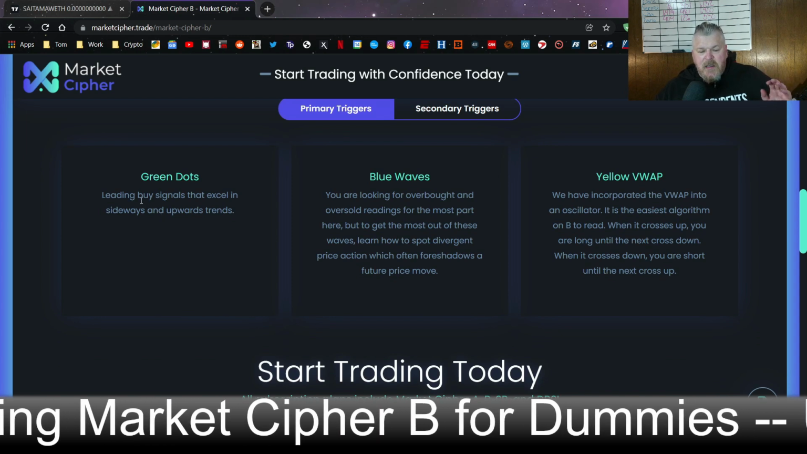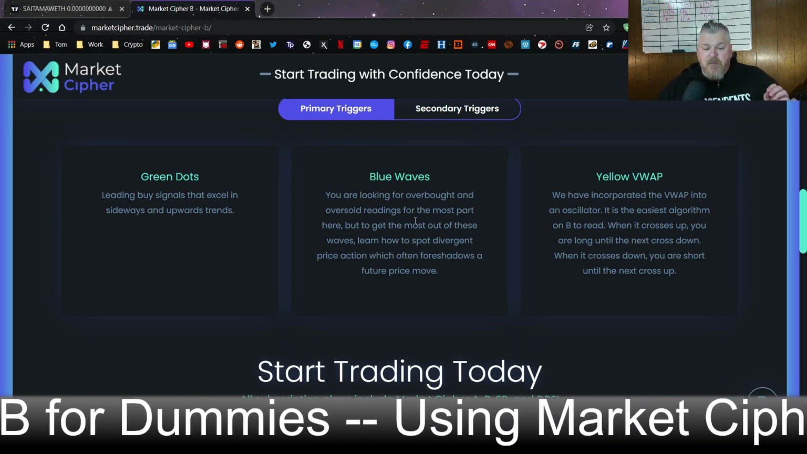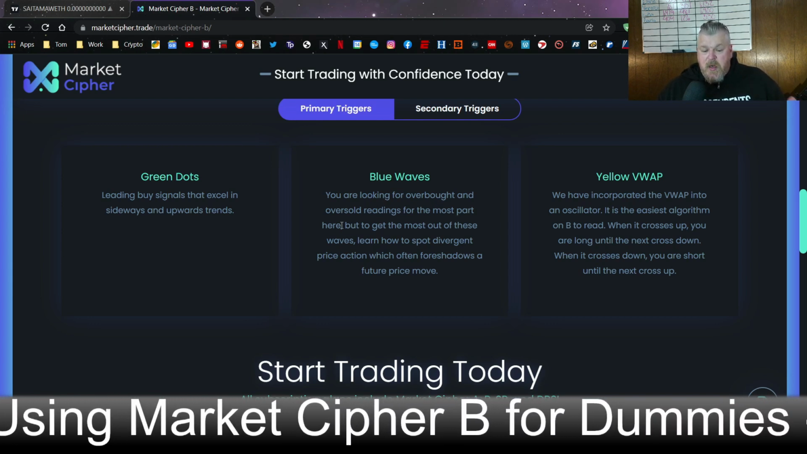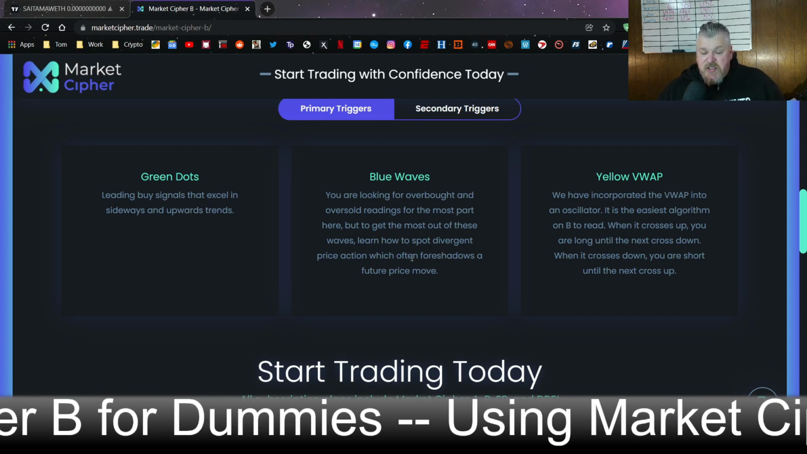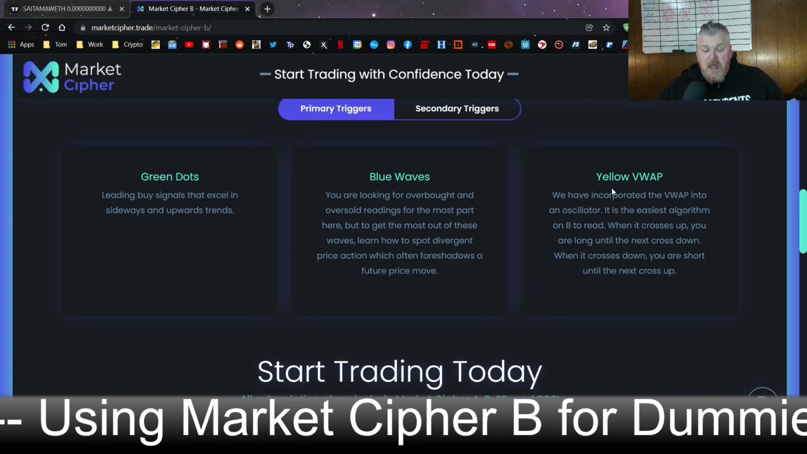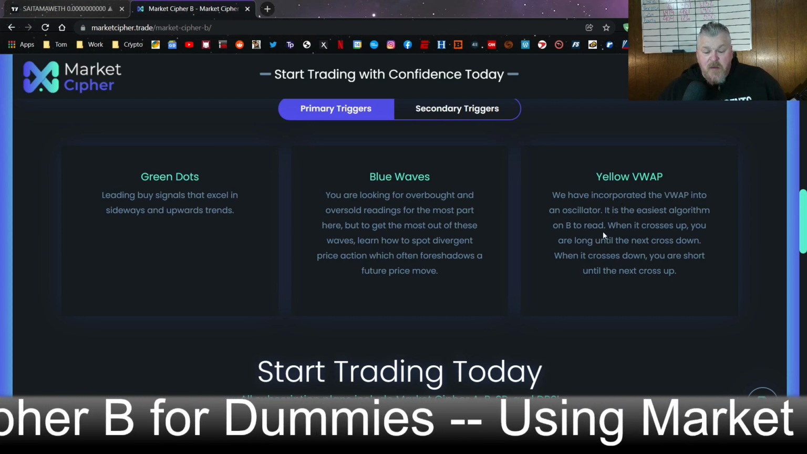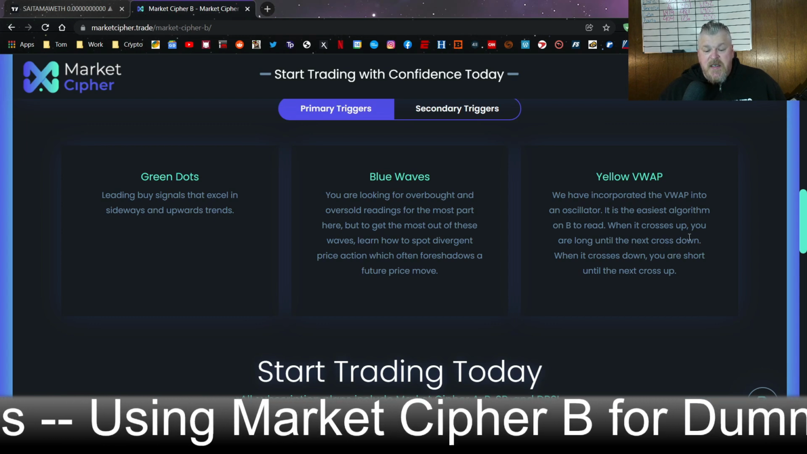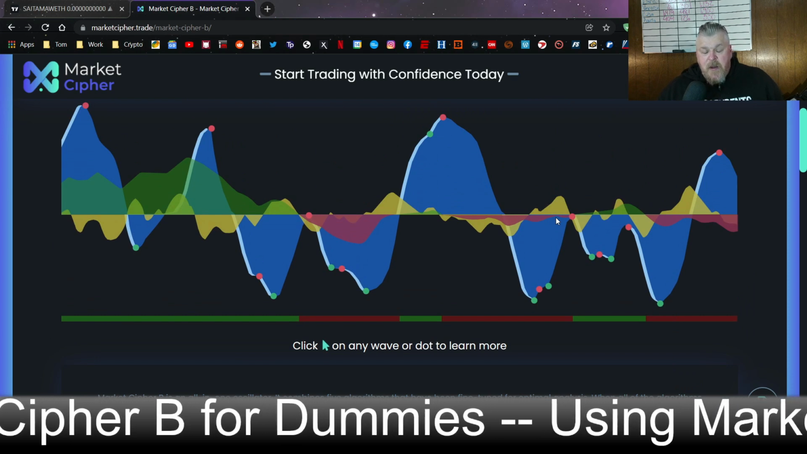Green dots lead buy signals that excel in sideways and upward trends. Blue waves, you're looking at overbought and oversold readings for the most part here. But to get the most out of these waves, learn how to spot divergent price action, which often foreshadows a future price move. Then you have the yellow VWAP. I've incorporated a VWAP into the oscillator. It's the easiest algorithm on B to read. When it crosses up, you are long until the next cross down. When it crosses down, you are short until the next cross up.